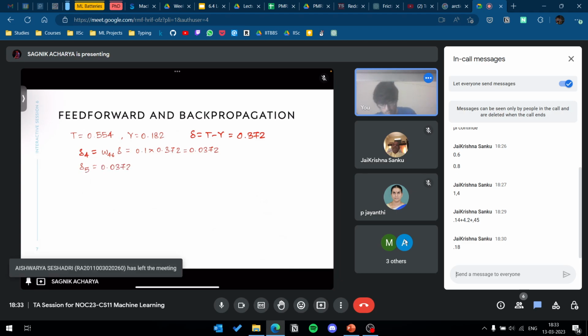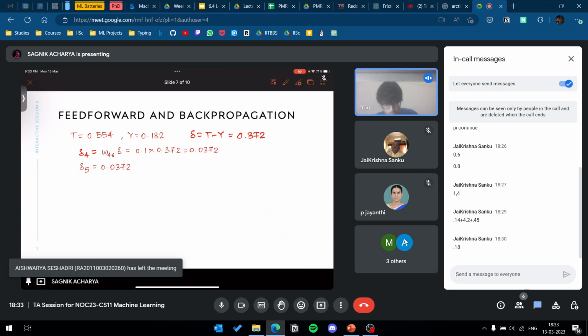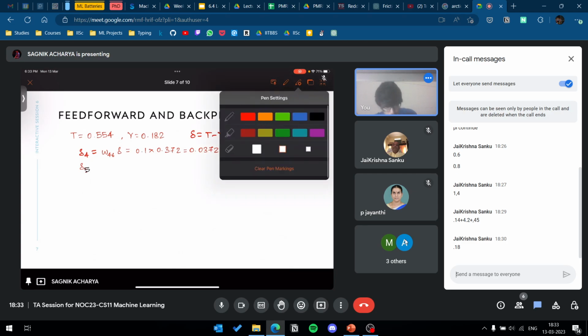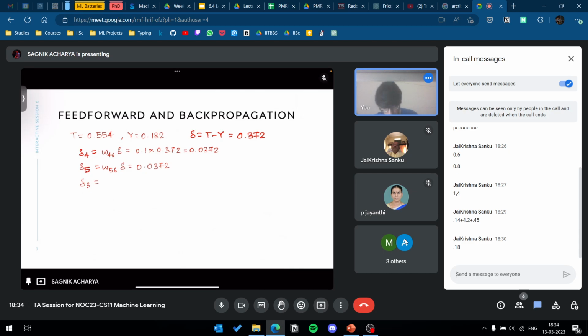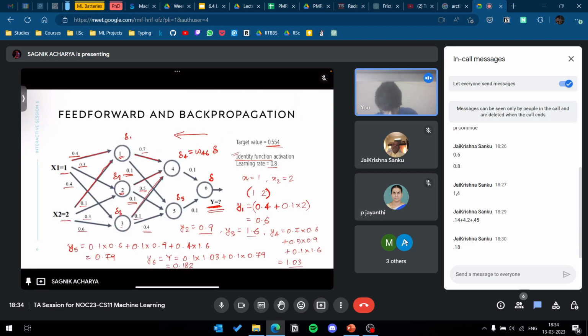0.0372, because I will just write the formula and then it's easier. So delta 5 is equal to W56 delta. So this is also equal to 0.0372, right? So again, then we go back even further, right? So now we reach say delta 3, right?